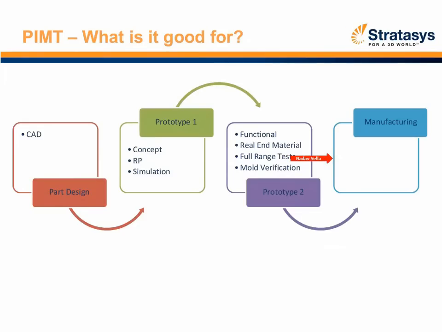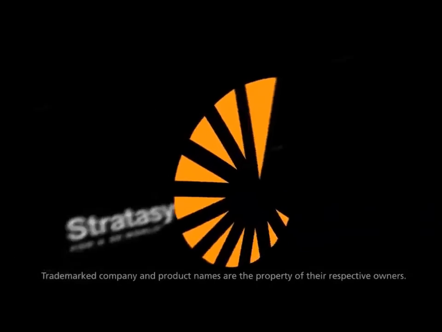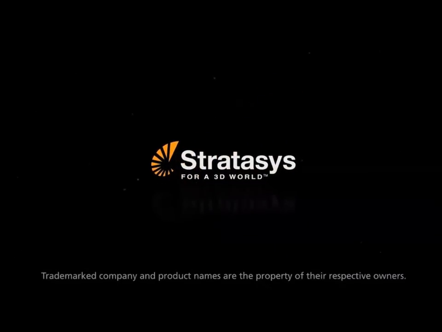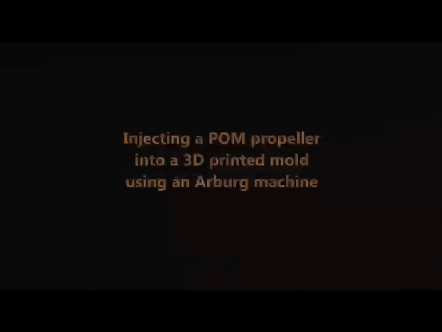So basically, what we say is that the rapid molds solution comes in at manufacturing prototype number two, which is the functional prototype from the real end product material. So I would like you to watch this video from one of our customers in Europe.